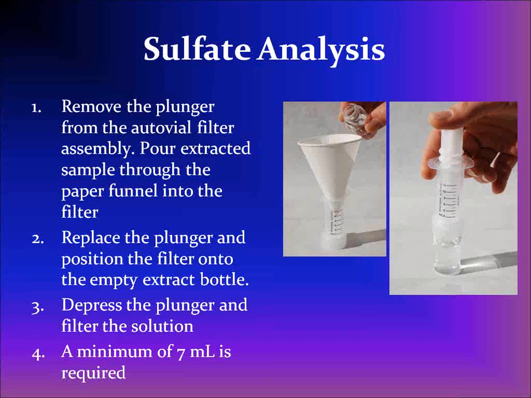Unlike chloride, ferrous ion, and nitrate, which can be analyzed simply using test strips or detection tubes, the analysis of sulfate is more complex and requires the use of an instrument known as a colorimeter. Once the sample is collected from the surface, it is poured through a paper funnel into an auto vial and filtered through an auto vial filter into a glass vial. A minimum of 7 milliliters of solution is required for this analysis.